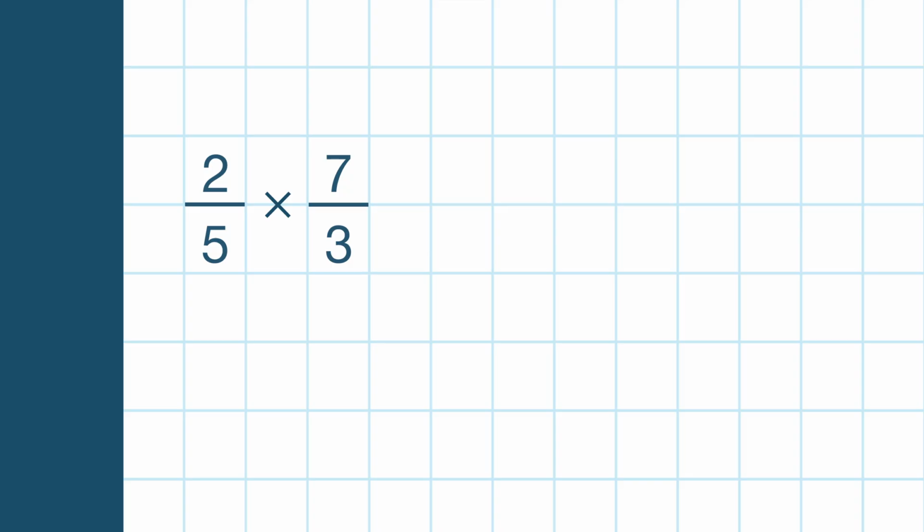Multiply the numerators. 2 times 7 equals 14. Multiply the denominators. 5 times 3 equals 15. So 2/5 divided by 3/7 equals 14/15.